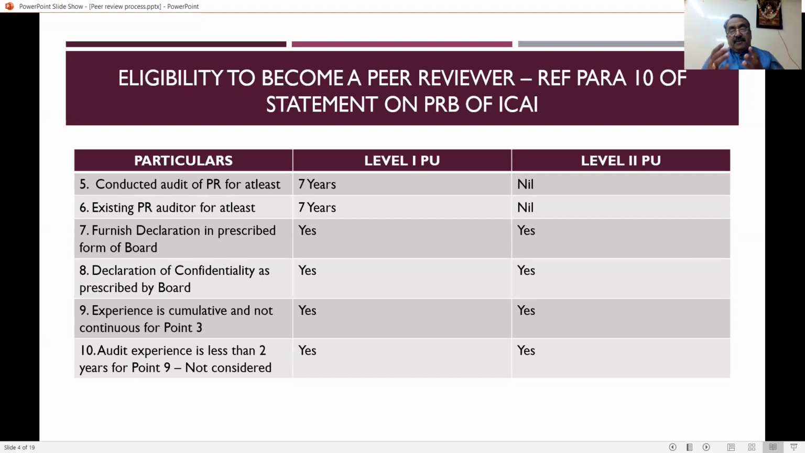And the experience as stated in point number 3, that is, suppose he is in continuous employment and he may shift from one company to another company, so it should be only cumulative and it need not be continuous. This point you have to bear in mind. And audit experience, if it is less than 2 years, will not be considered for level 1 peer review or level 2 peer review. This is a basic thing about the peer review.